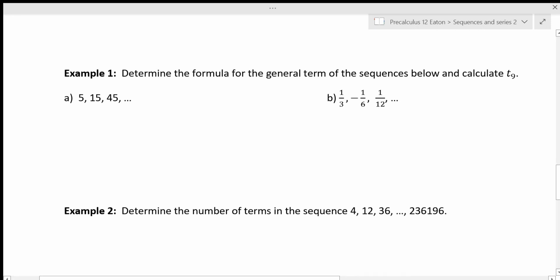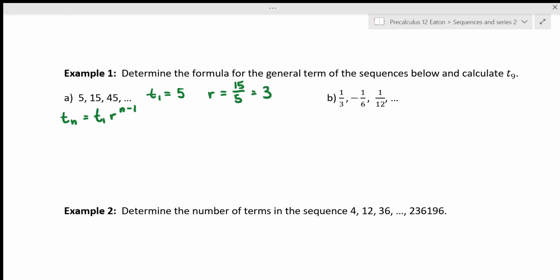So first thing we want to do, we've got our formula Tn equals T1 R to the n minus 1. So the first thing we want to do is find the general term, and for that we need to know what T1 is, and we need to know what R is. So T1 is relatively simple, it's just the first term, so that's 5. R is the common ratio, so I'm going to divide 15 over 5, which is just 3. Or you can just have a look at it, you may be able to figure it out. So my T sub n, all I'm going to do is replace the T1 with 5 and the R with 3.